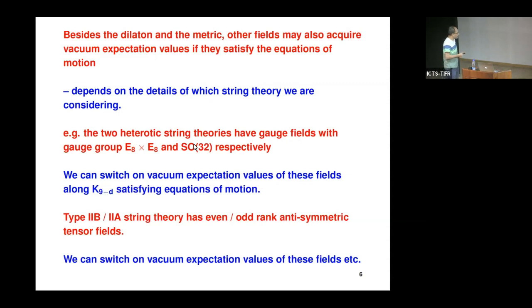The other 2 string theories, type 2b and type 2a string theory, have even or odd rank antisymmetric tensor fields. And so we can switch on vacuum expectation values of these fields. So in this slide, you have already learned the names of 4 of the 5 string theories. The 5th one will appear soon. So E8 cross E8 heterotic, SO(32) heterotic, and type 2b and type 2a string theory.